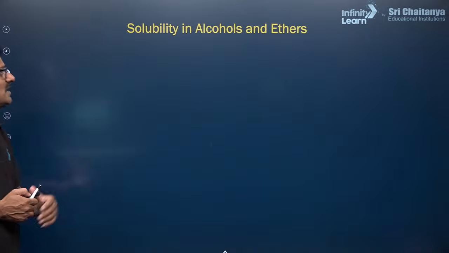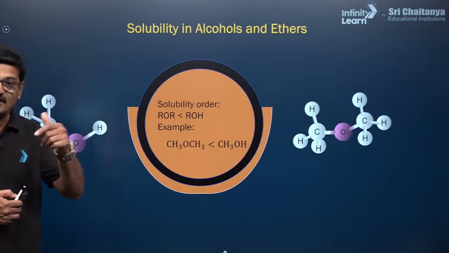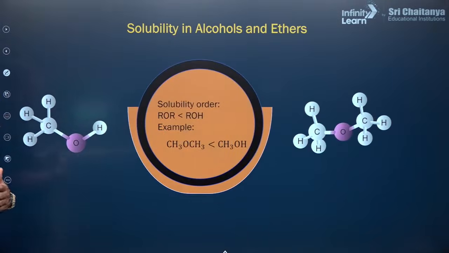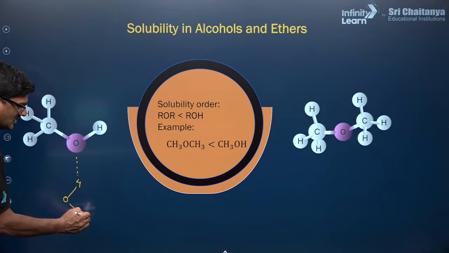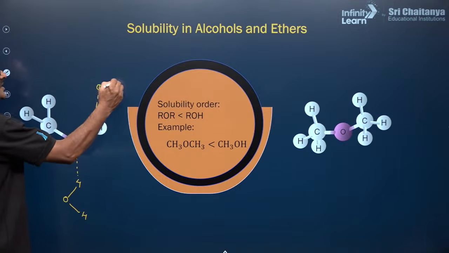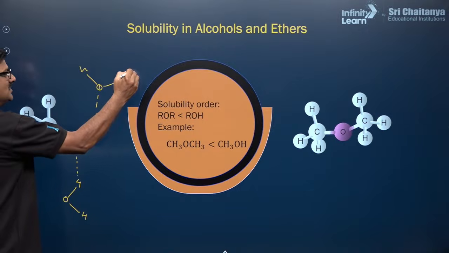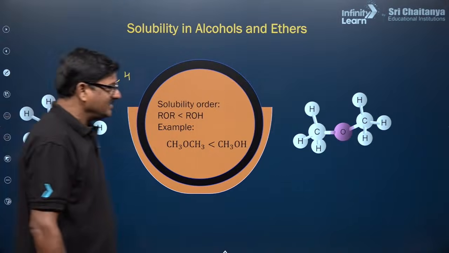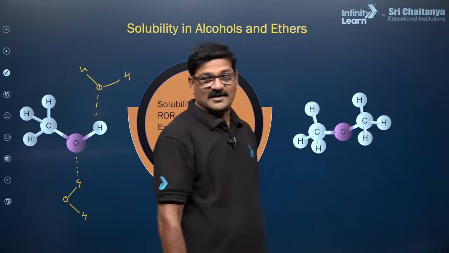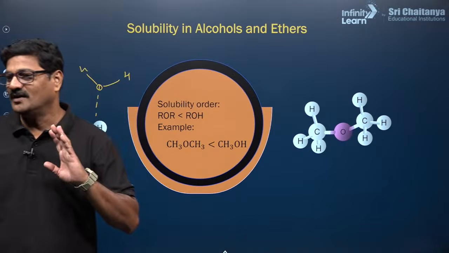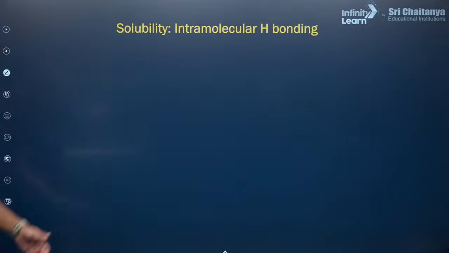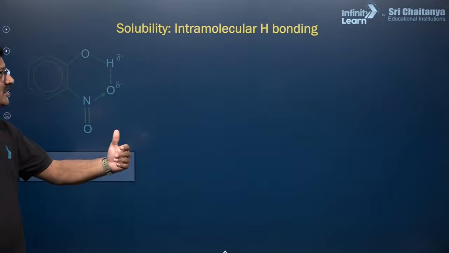Okay. Now, solubility of alcohols and ethers. Alcohols are soluble in water, ethers are not, because alcohols can form hydrogen bonding with water: hydrogen and oxygen and hydrogen. This is going to be soluble like this, hydrogen and hydrogen. Whereas an ether does not form hydrogen bonding, that's the reason why the solubility of alcohols is greater than ether. Right?